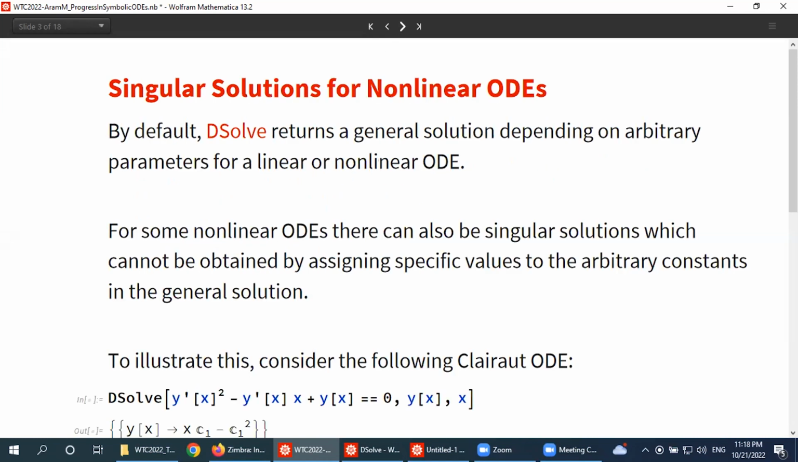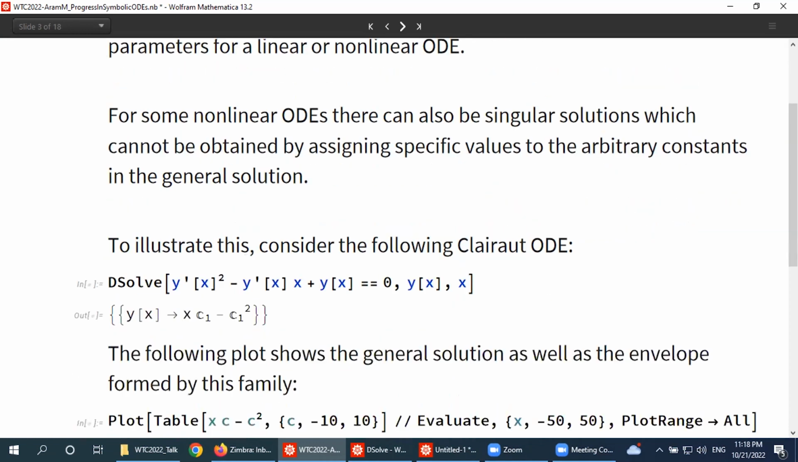As we know, the general solution of any differential equation contains arbitrary constant parameters, C1, C2, etc. But for some cases of nonlinear differential equations, there can also be so-called singular solutions, which cannot be obtained from the general solution by choosing specific values of the arbitrary constant parameters. To illustrate this, let's consider the following Clairaut equation. The solution of this equation is a linear function, x c1 minus c1 squared.